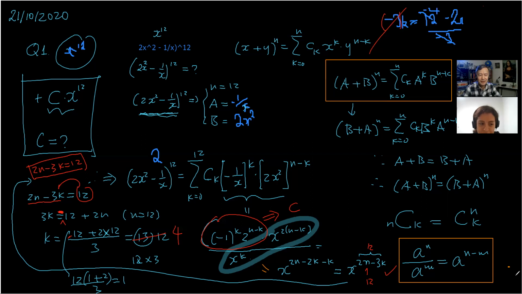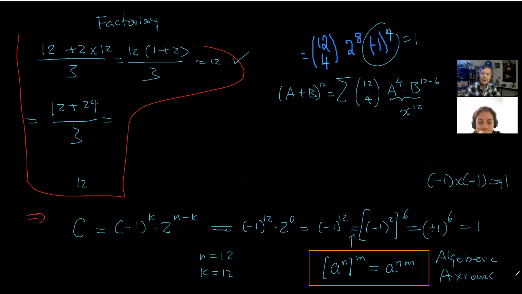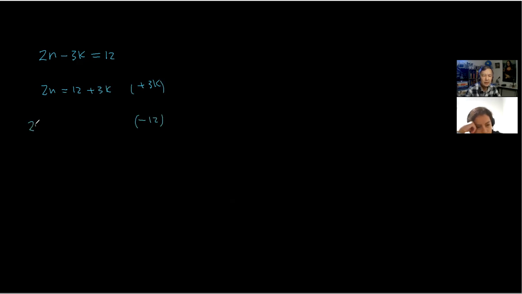Let's go back. Okay, let's go back. 2n minus 3k, so let's just do that. We made a mistake here. What is our answer? We got 2n minus 3k equal to 12, right? Can you just plus 3k on both sides? And we got 2n equal to 12 plus 3k. Can we minus 12 on both sides? That is what we do. That's 2n minus 12 equal to 3k.